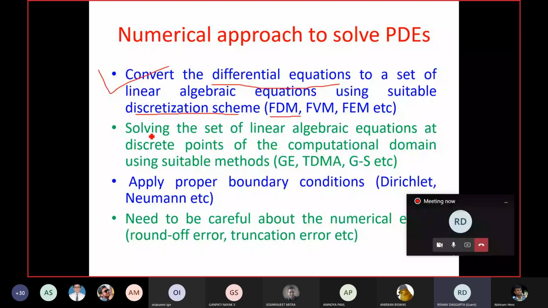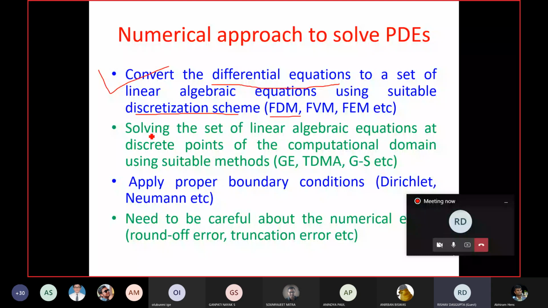Then the third important thing is to apply proper boundary conditions. Because when you solve this differential equation, it will be either an initial value problem or a boundary value problem. In a boundary value problem, the values at the boundary will be specified. And if it is an unsteady problem, an initial condition will also be provided, that at initial time t equal to 0, at x equal to 0, the value is this. So that is also possible. So identification of boundary conditions is important.